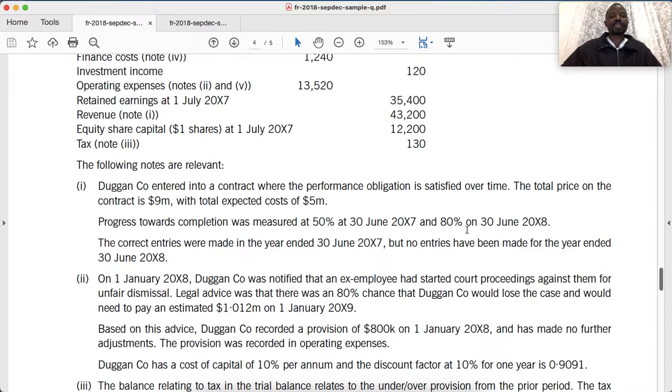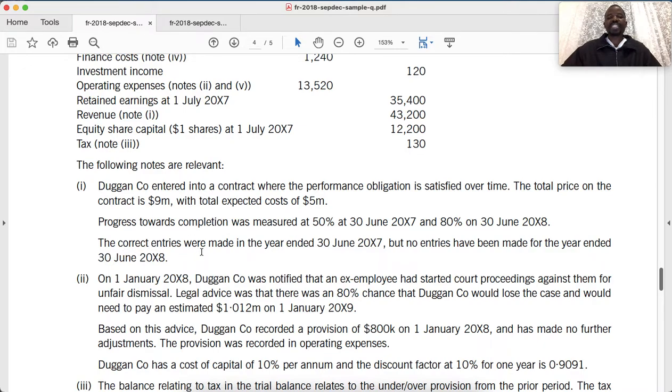So as at this reporting period, 30 June 20x8, the progress on this contract is now 80%. But in the previous period we have already recognized 50% of the contract. So this period we only recognize 30% of the contract as the 50% was already recognized. So we say 80% minus 50, we get the 30%. So in this current period we have to recognize only the 30% of the contract.